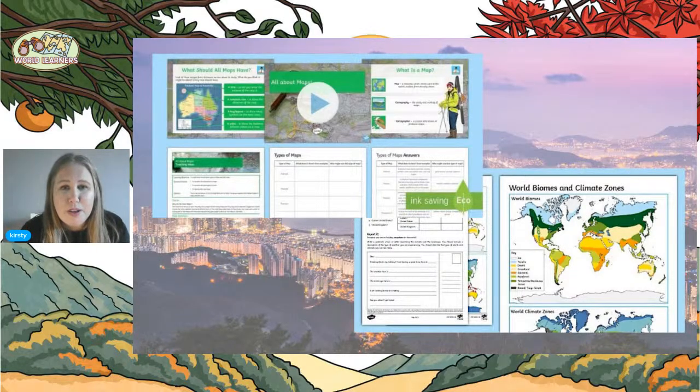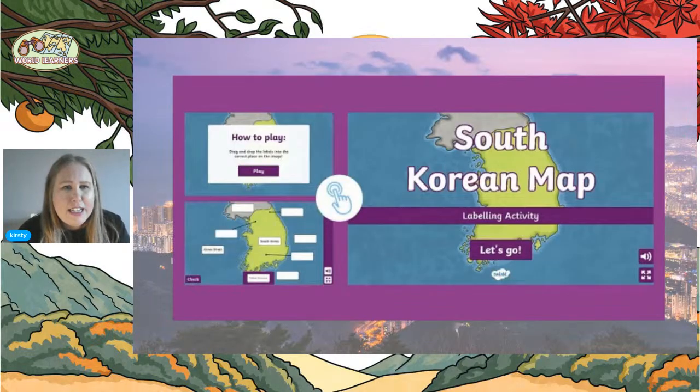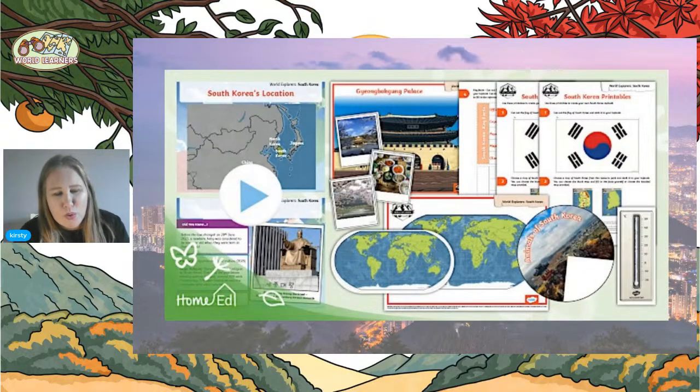And you can spend a bit of time looking at those, studying those different areas. See if you can work out where some of your favourite countries are, how they fit within the world biomes map and the climate map. And a little interactive South Korean map. We haven't really looked at a lot of the different places in South Korea, so this might be an interesting one to have a go at, to label some of those places, learn a little bit more about the major cities in South Korea. And then, of course, we can't forget our World Explorers bumper pack filled with things.